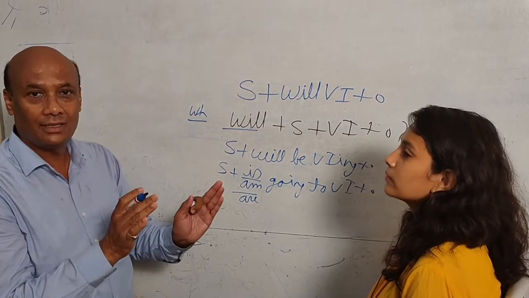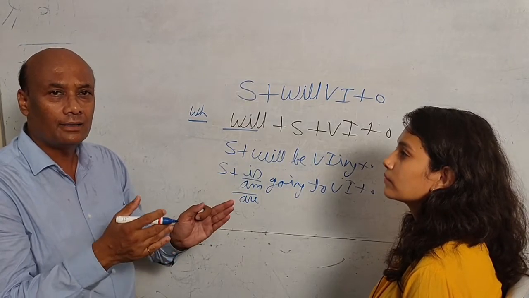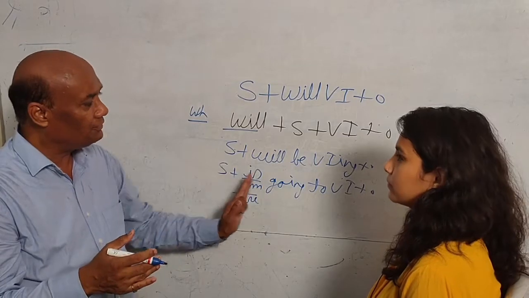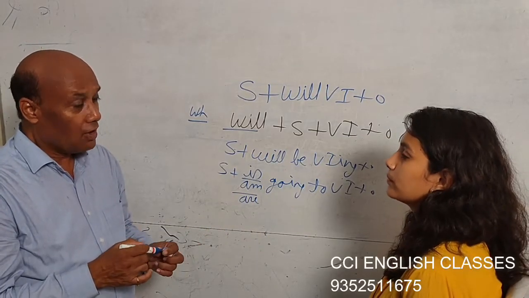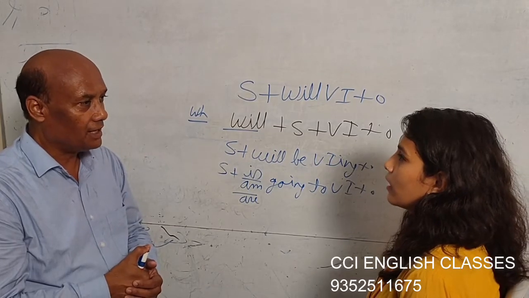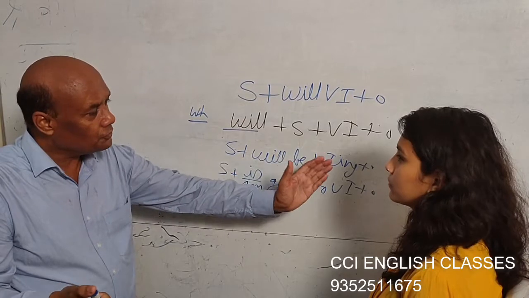So here is an intention. In the near future, a well-planned action is taking place. For it, we use going to. What are you going to do to make your career, Lavina? Tell me. आप अपना करियर बनाने के लिए क्या करने जा रही हैं? What are you going to do to make your career?